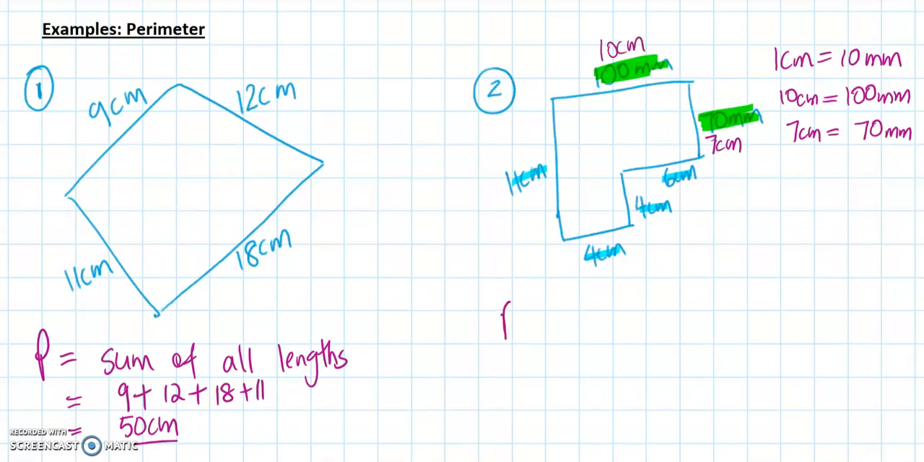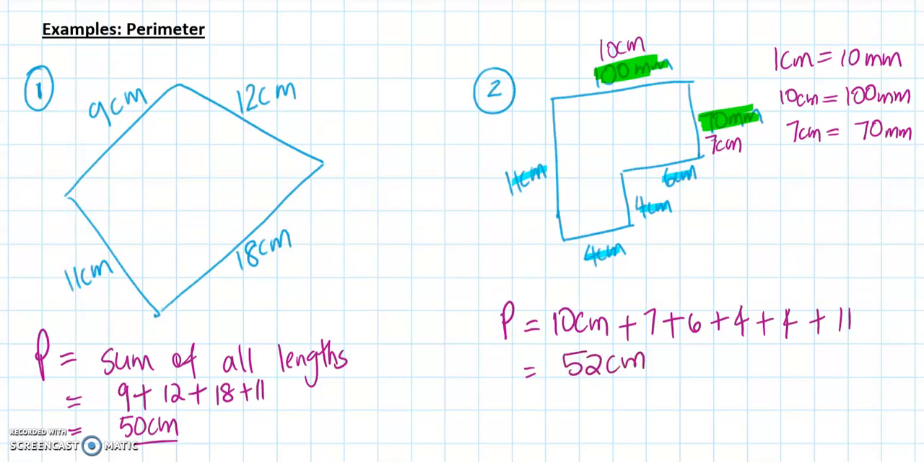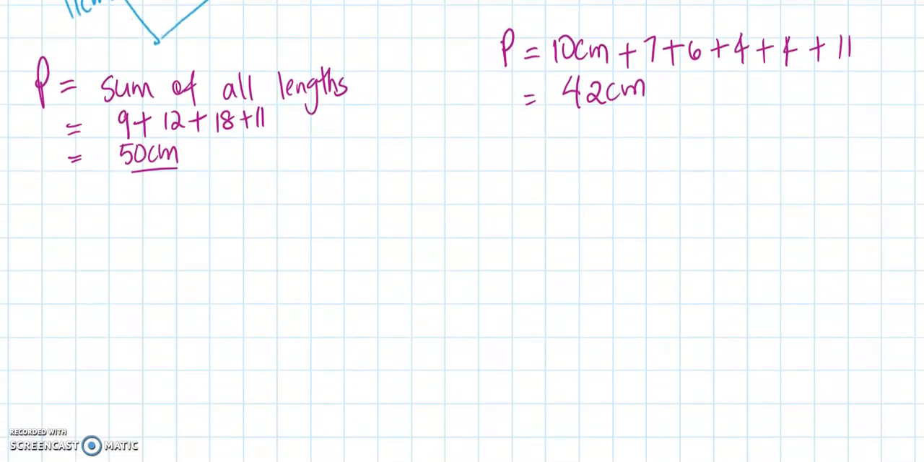Now that we have all of them in centimeters, all we do is add them up: 10 plus 7 plus 6 plus 4 plus 4 plus 11. That gives me a total of 10, 20, sorry, 42 centimeters.